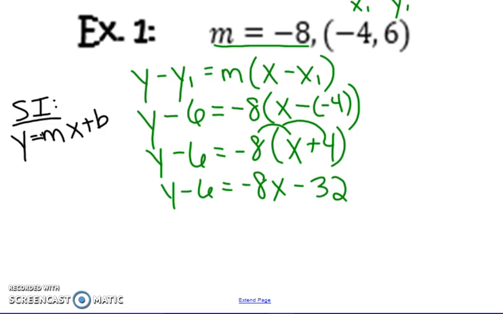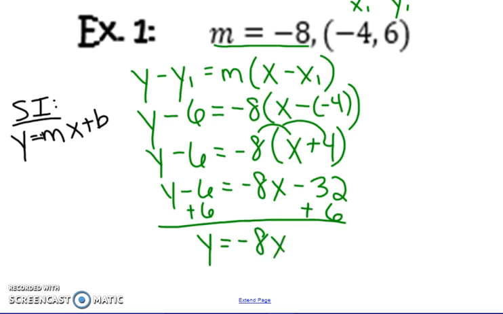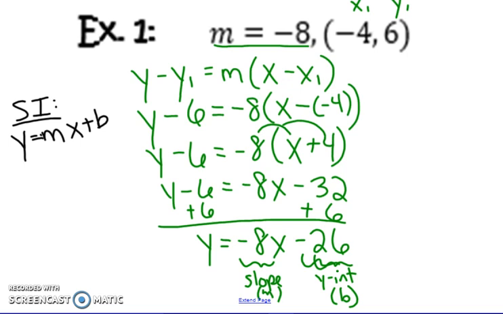I'm almost done, but y still has this minus 6 next to it. So the opposite would be to add 6 on both sides. When I do that, I'm left with y equals -8x minus 26. Now I have my slope-intercept form. And if I were to ask, -8 is my slope, or my m, and -26 is my y-intercept, or my b.